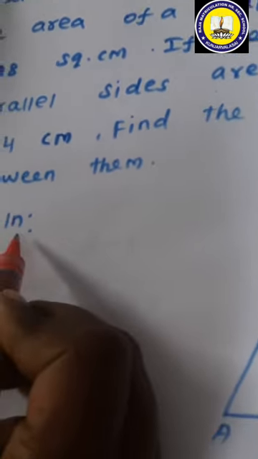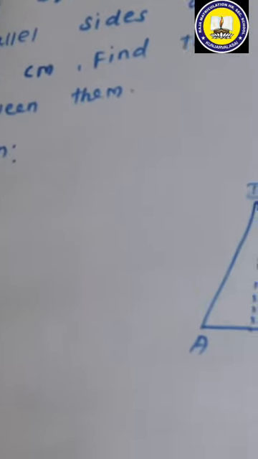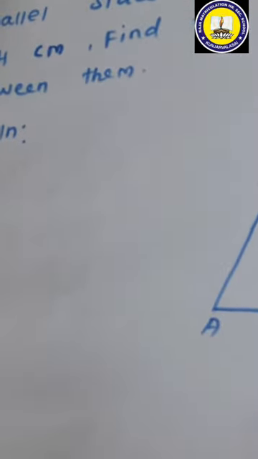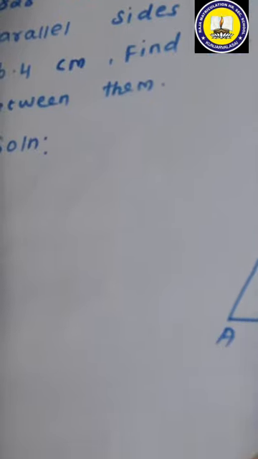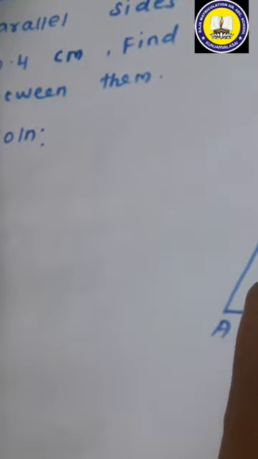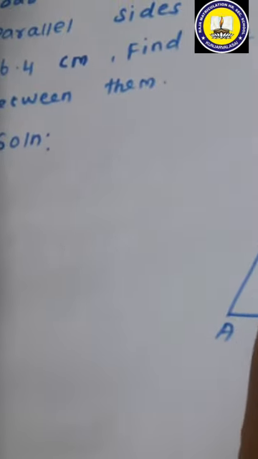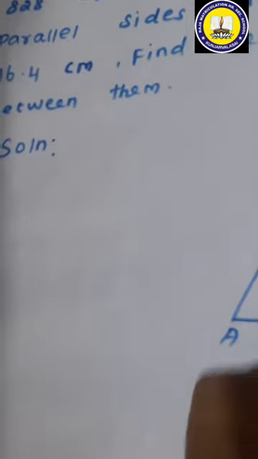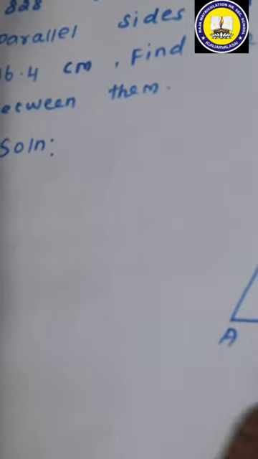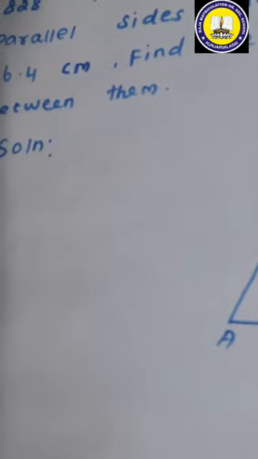Okay, now we are going to the solution. Here AB and DC are parallel sides. AB is equal to 19.6 centimeter, that is A is equal to 19.6 centimeter, and DC is equal to 16.4 centimeter, that is B is equal to 16.4 centimeter. Okay, we have to find the distance, that is H. Here's the area of the trapezium, 828 square centimeter.